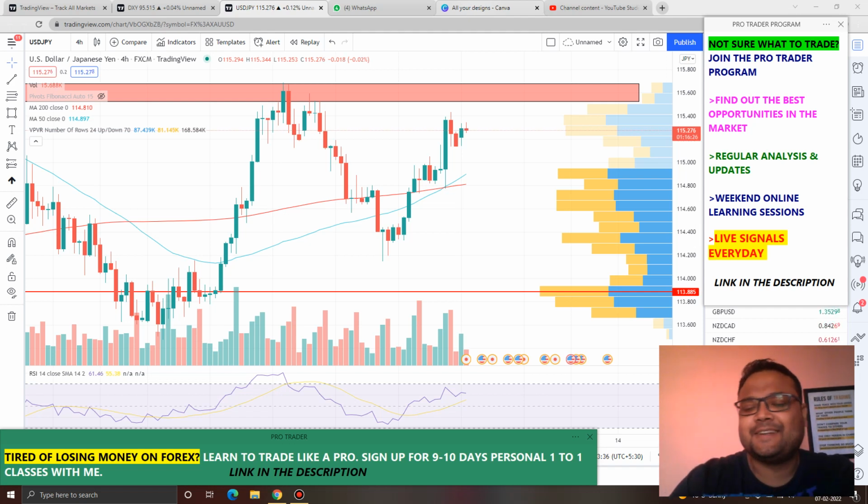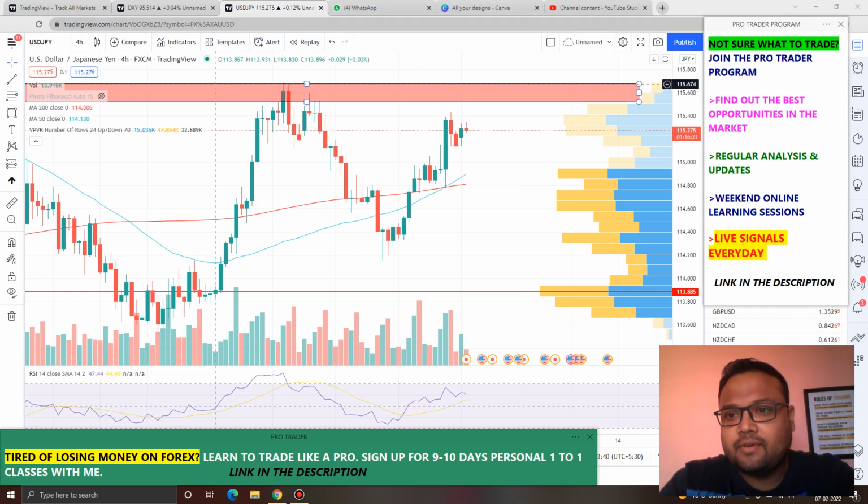So let's get started. So this is the Forex chart of USD JPY in front of us, and as you can see, USD JPY is right now trading at 115.27. This is the current market price.